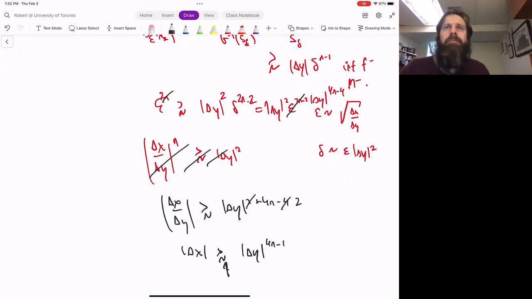Is that part clear? Any questions? So that's the proof of the theorem given the proposition. Proof of the proposition is a little bit more involved.